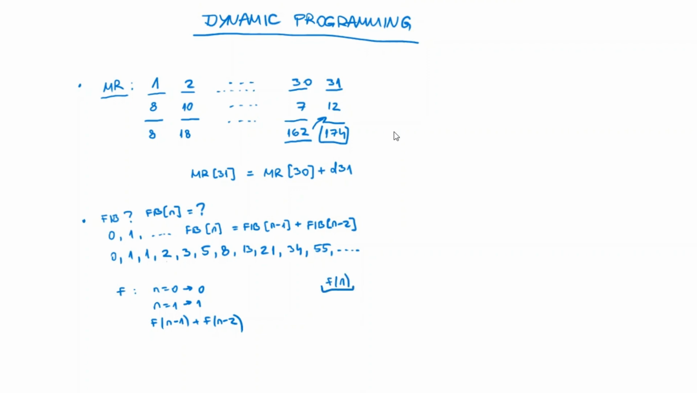So we have function f of n, and we are calling f of n minus 1, f of n minus 2. And let's take a look. If n is, for example, 8, we are calling f of 8. For that, we need f of 7 and f of 6. Further, for f of 7, we need f of 6 plus f of 5.